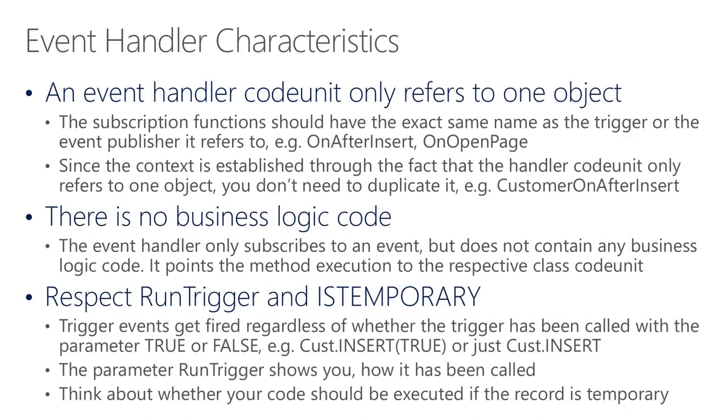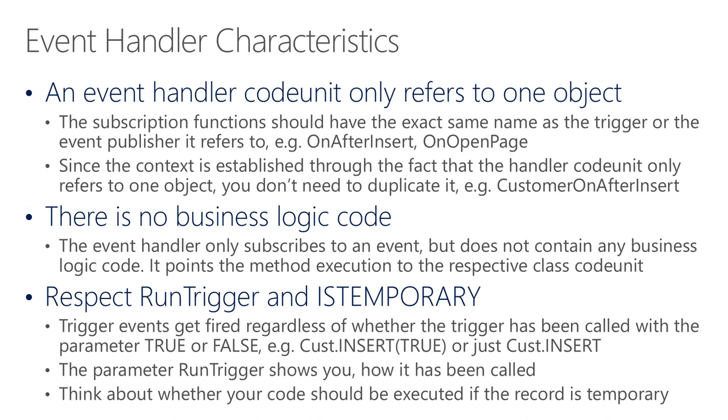Let us summarize a few intrinsic characteristics of an event handler code unit. An event handler code unit should always refer to only one object, so you need one event handler code unit per object that is relevant for you. The subscription functions should have the exact same name as the trigger or the event publisher they refer to, so they should be called onAfterInsert, onBeforeValidateName, onOpenPage, and so on.